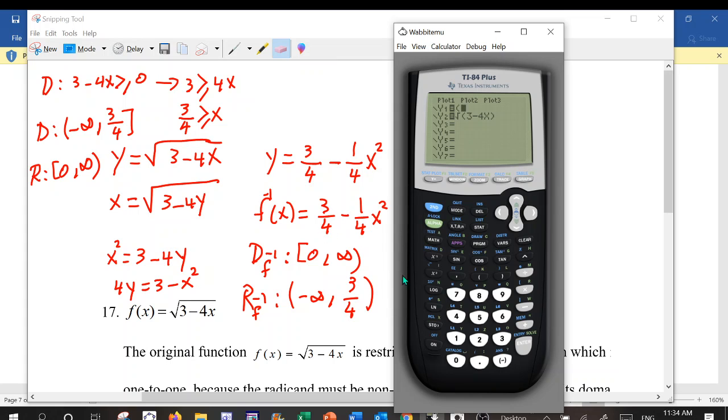Now 3/4 is just 0.75, so I just put 0.75 minus, instead of 1/4 I put 0.25 x squared, and then close parentheses, so that's my numerator, divided by, don't forget to put parentheses for the denominator as well, x greater than or equal to 0. And then close parentheses.